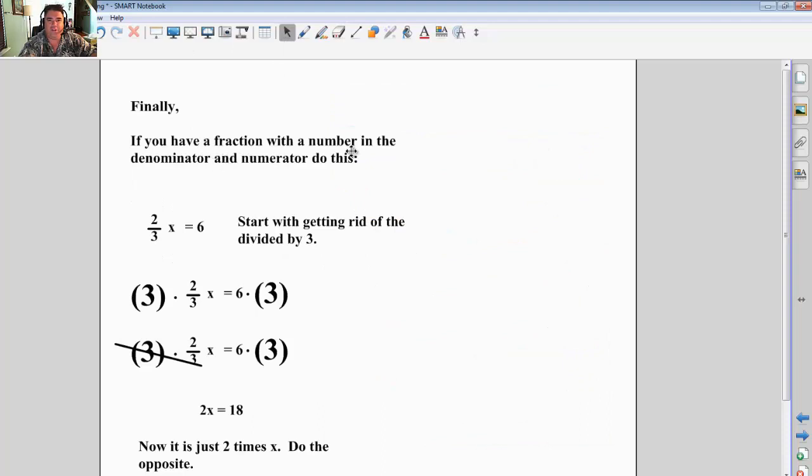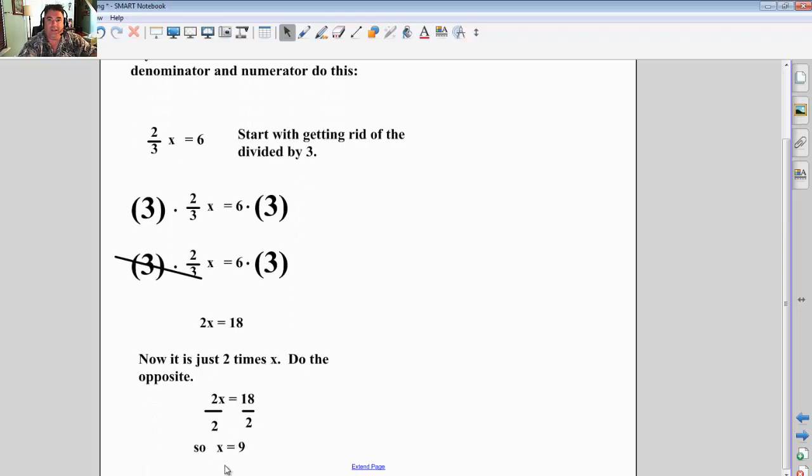Finally, if you have a fraction with a number in the denominator and numerator, do this. There's a couple ways to do it. I'm going to show you what I think is best, which is, first of all, get rid of the denominator. So instead of divide by 3, I'm going to times by 3 to both sides. This knocks out the 3 here, and you times the 3 over here. Now it's still 2x, or 2 times x, but then instead of times 2, you're going to divide by 2. Divide 2 to one side, divide 2 to the other, and you're going to get x equals 9.